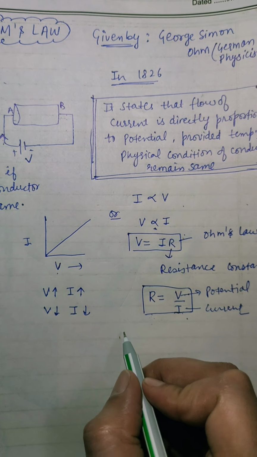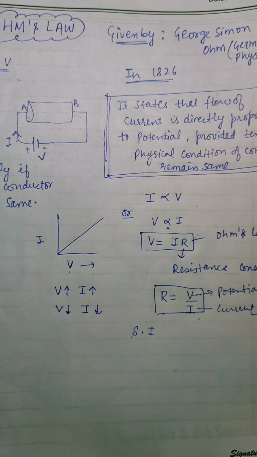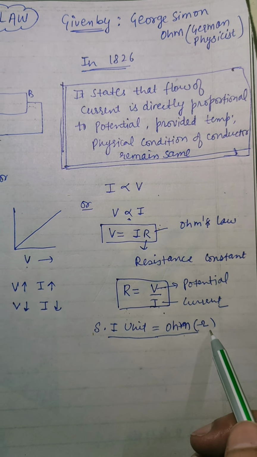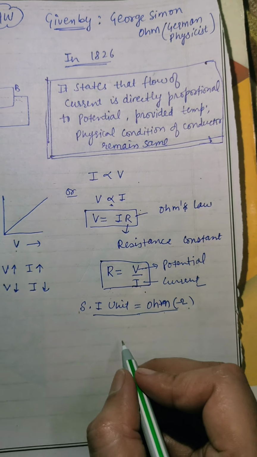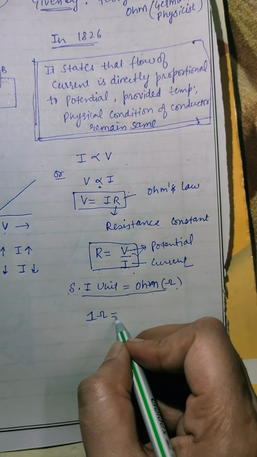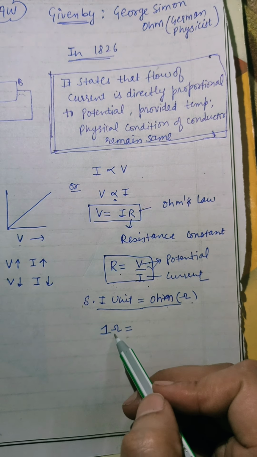The SI unit of resistance is ohm. This is the symbol of ohm. From this we now define 1 ohm. From this formula, the resistance unit is 1 ohm.